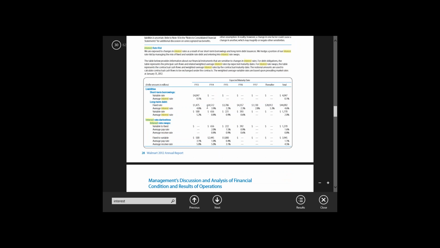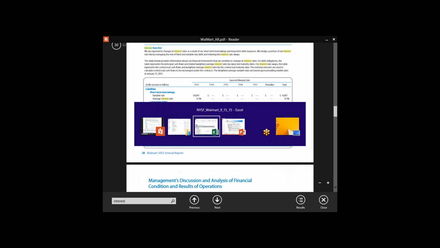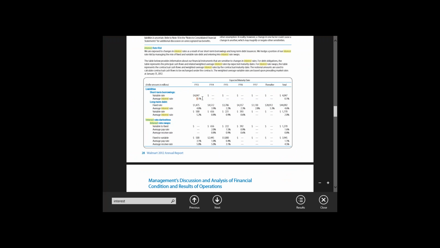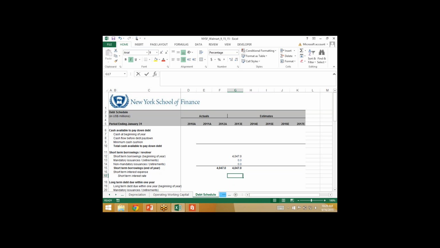Here it is. Okay. These are the liabilities and the rates associated with those liabilities. So short-term borrowings, the 4047. This is the 4047 that we've identified. They say that it has an interest rate of 0.1%. Now, it's not really 0.1% interest, but given the fact that it's going to pay down soon, that's all the interest that's left. So we want to model it out that way. So the interest rate I'm going to put is 0.1%.